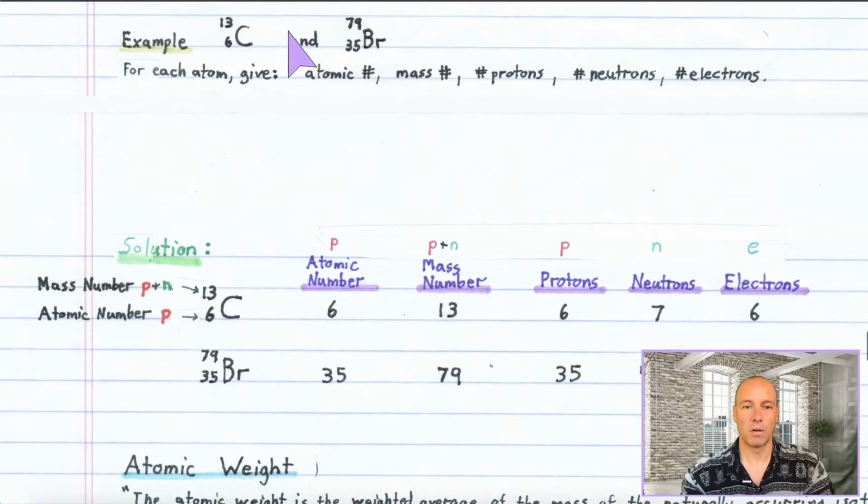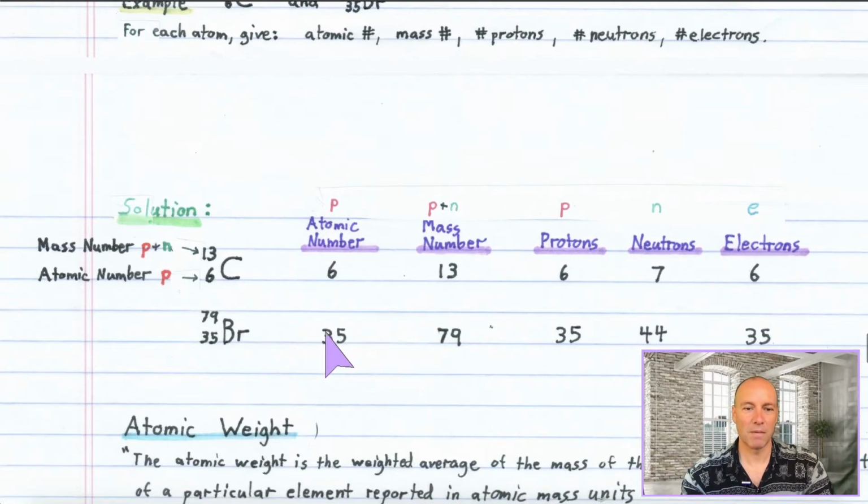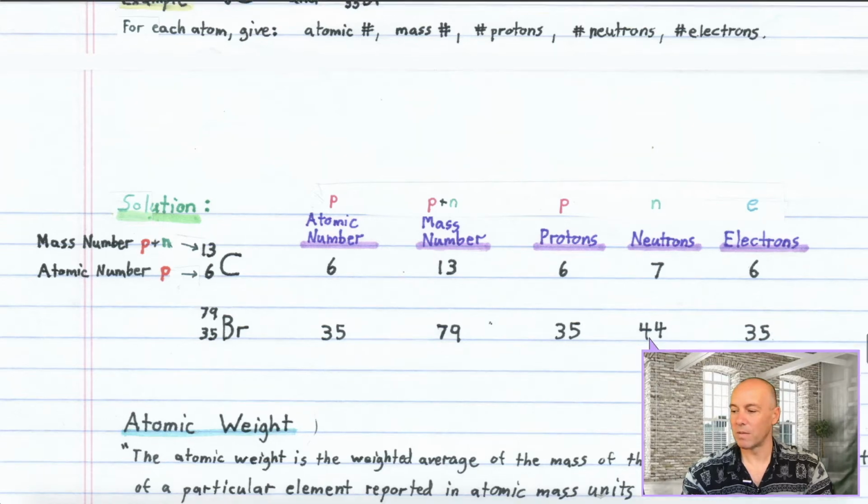So the atomic number is the number of protons, so we can just take that and copy it over. That's the number of protons. And the same thing for this one down here. That's the number of protons. And the number of neutrons we can get by taking the mass number and subtracting the atomic number. So 13 minus 6 gives us 7 neutrons, and then 79 minus 35 gives us 44 neutrons.